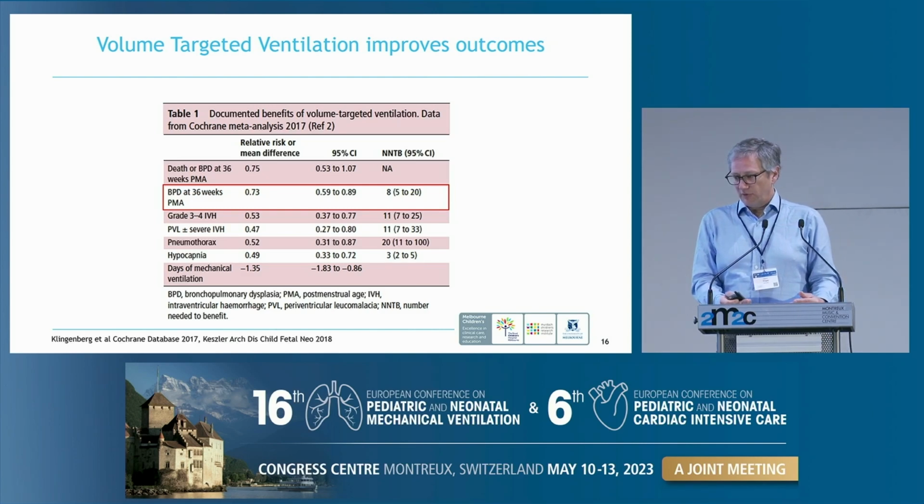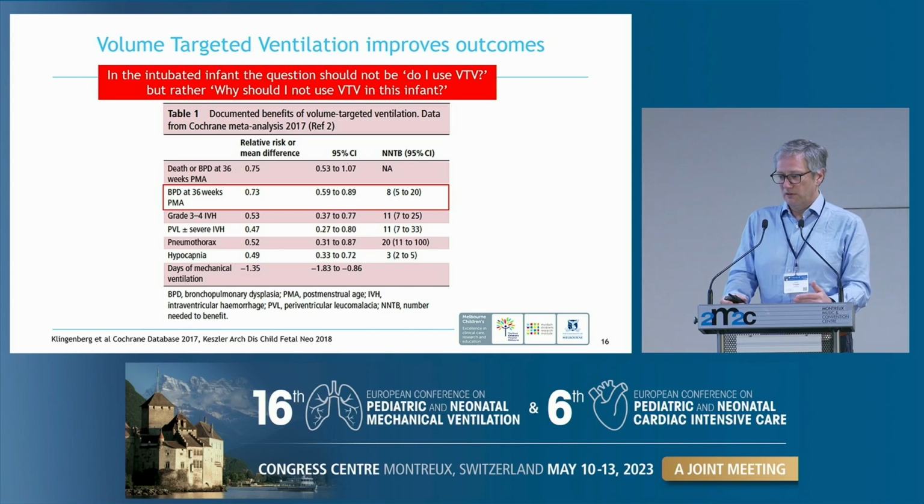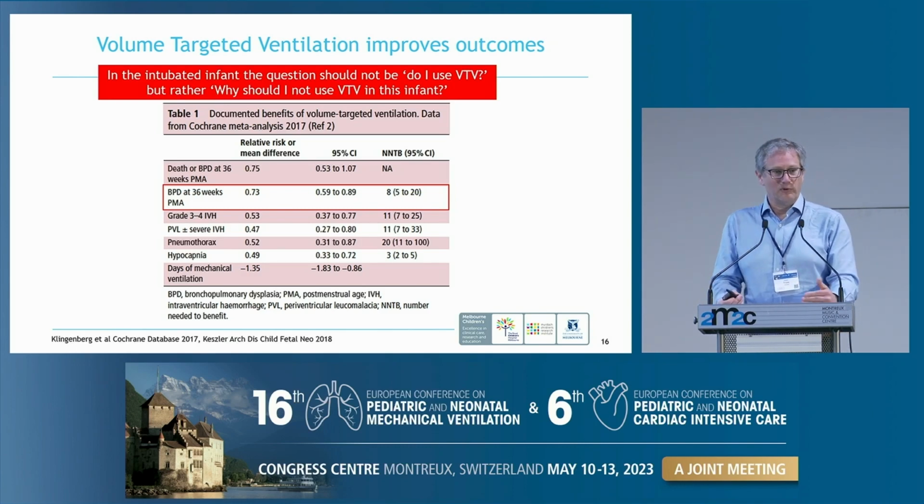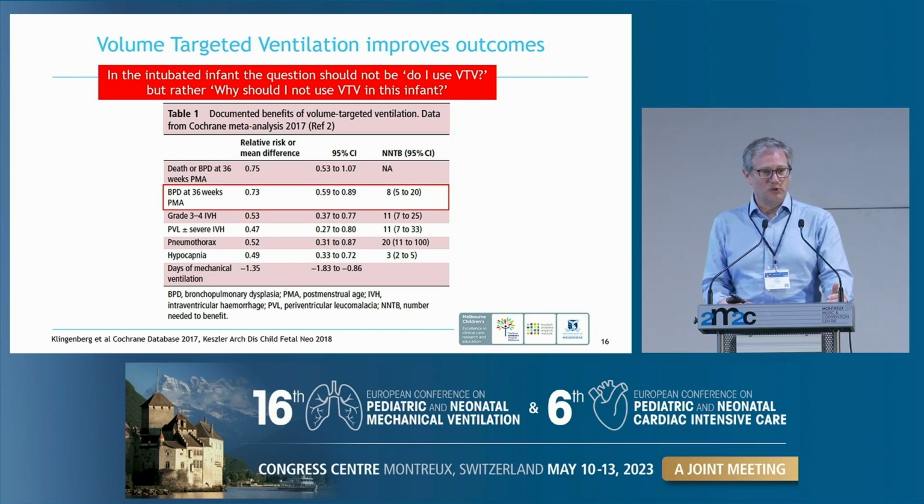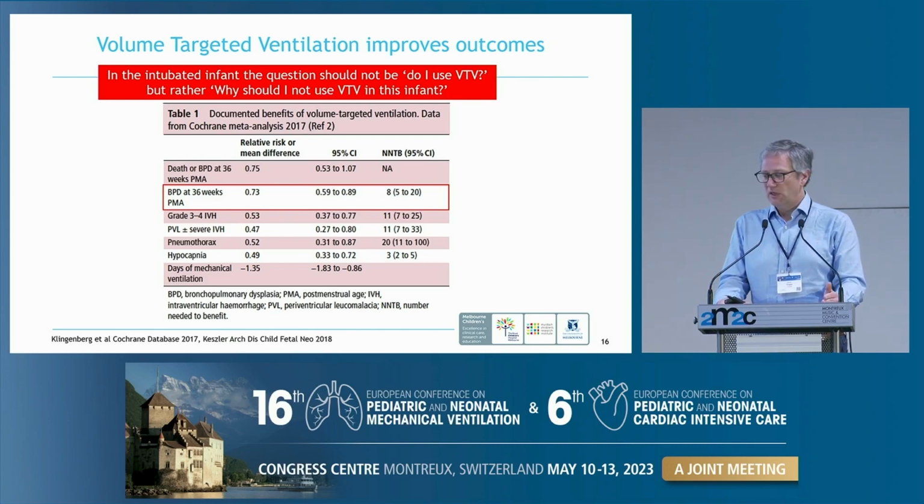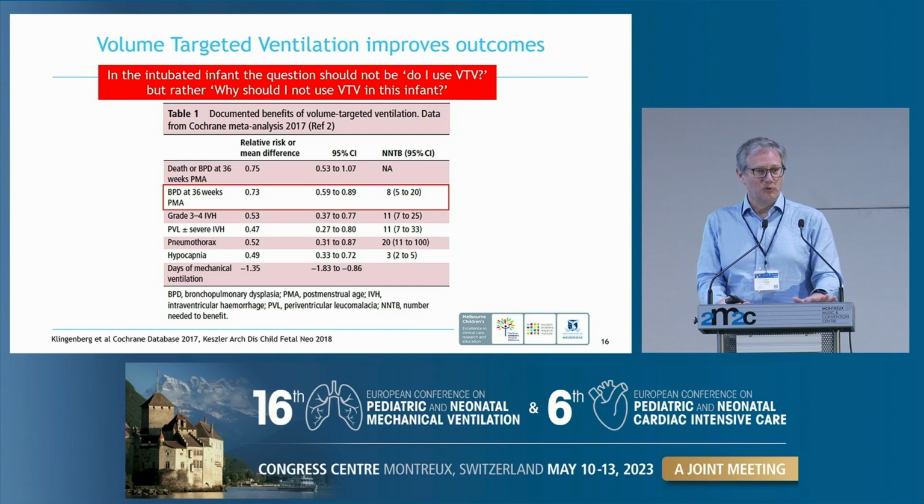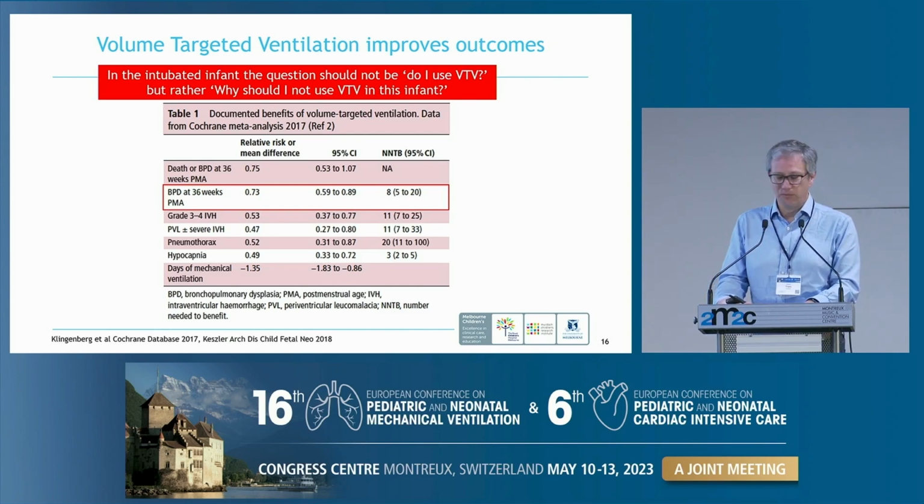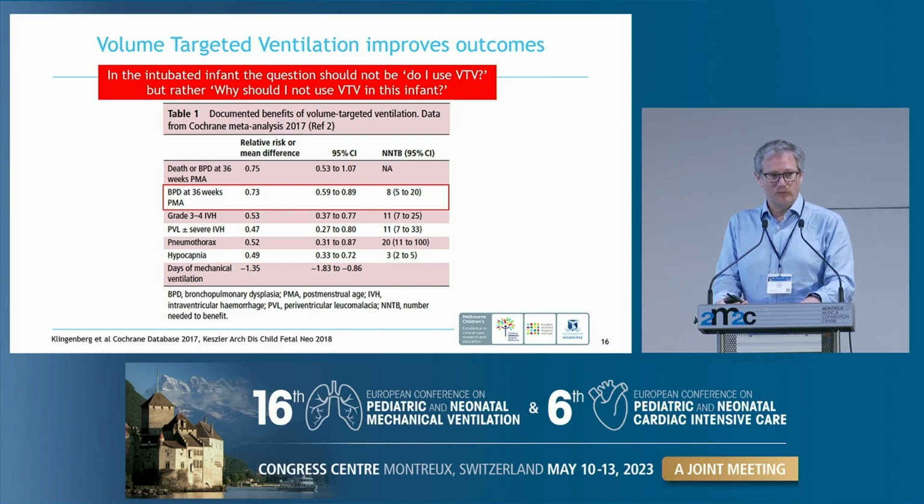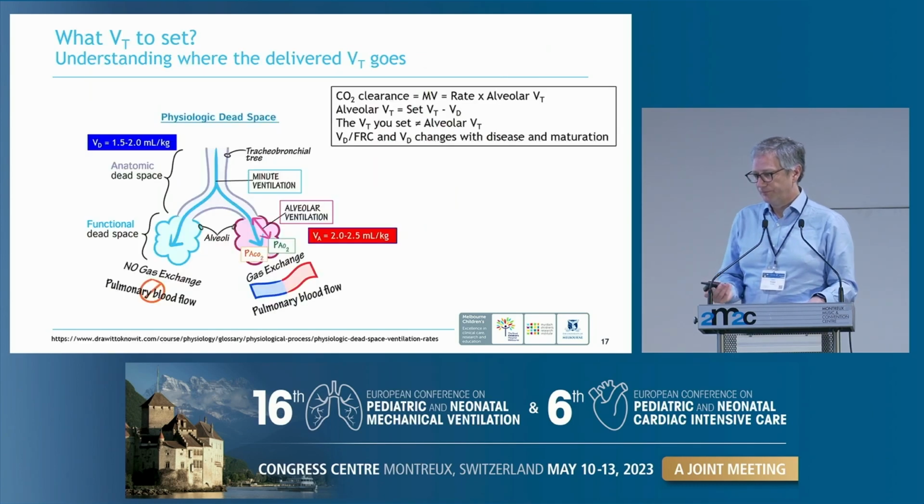So, as I said on the session on Wednesday, I believe quite firmly now that what happened when I was a fellow, which was, oh, should we turn volume targeted on, is now the wrong question. Our question should not be, should I use it? Our question should be, why should I not be using it? Our default must always be to try to trigger and synchronise every inflation on a ventilated patient and to use volume-targeted ventilation on every patient and then only not use it when we can justify it can't be used.